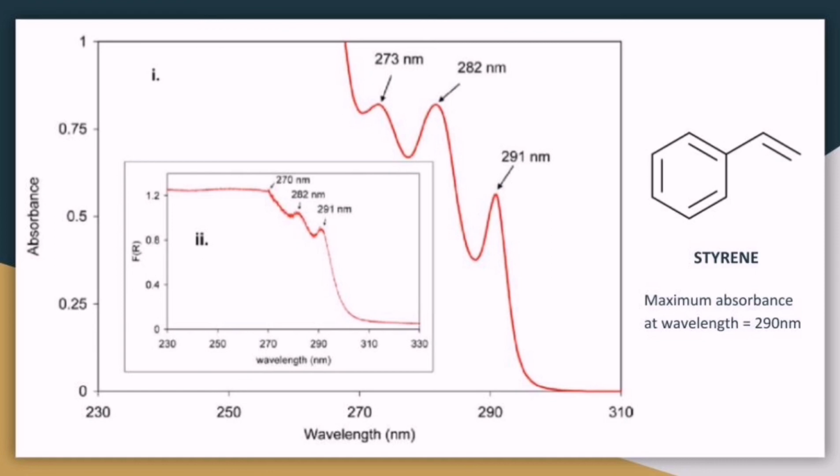The wavelength of maximum absorption is observed at around 291 nanometers. Look at the structure of styrene. There is a conjugated system consisting of a C=C double bond and a benzene ring. This is said to be a conjugated system because there are delocalized electrons in the molecule, resulting in a resonance effect.